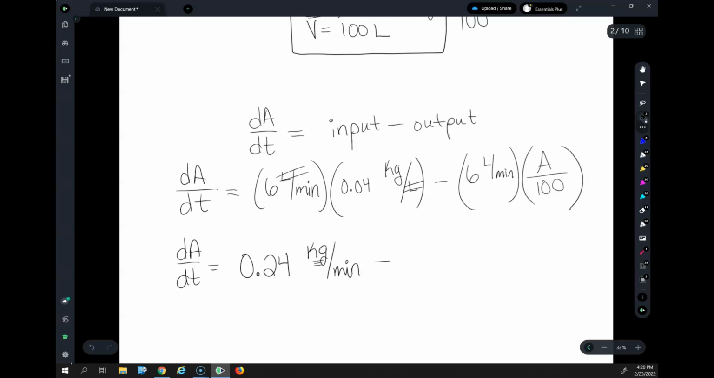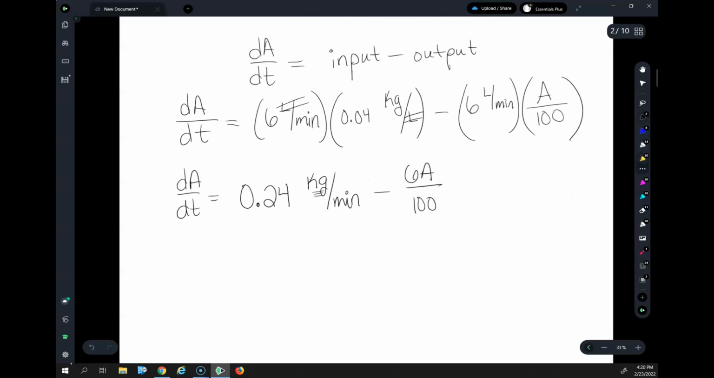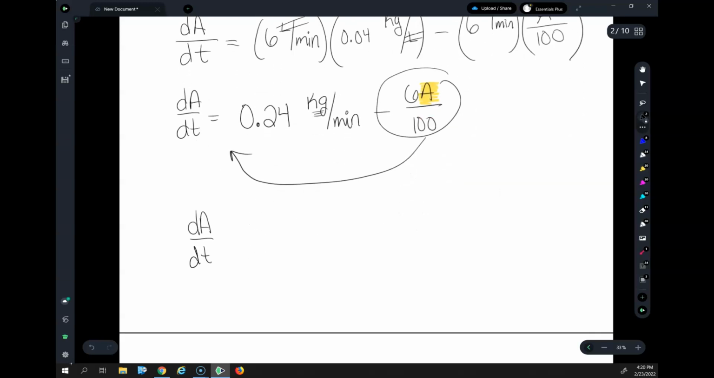But we're also losing some salt every minute because there's also an output. And if we multiply these together, we get 6A over 100. Because there's a variable in that term, I'm going to add this entire term over to the other side of the equation. And we get dA/dt plus 6A over 100 equals 0.24. I'm going to leave the units off.